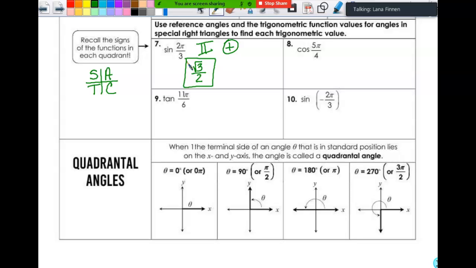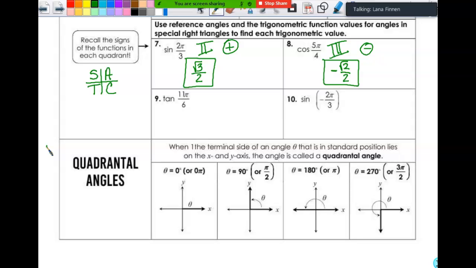So cosine of 5 pi fourths. What quadrant is 5 pi fourths in? Third. Okay, so we're in the third quadrant. And in the third quadrant, is cosine positive or negative? Negative. Okay. So then we know that our answer is a negative something. My reference angle is just pi fourths, and the cosine of pi fourths is the square root of 2 over 2. So my overall answer is negative square root of 2 over 2. Okay, any questions at this point?